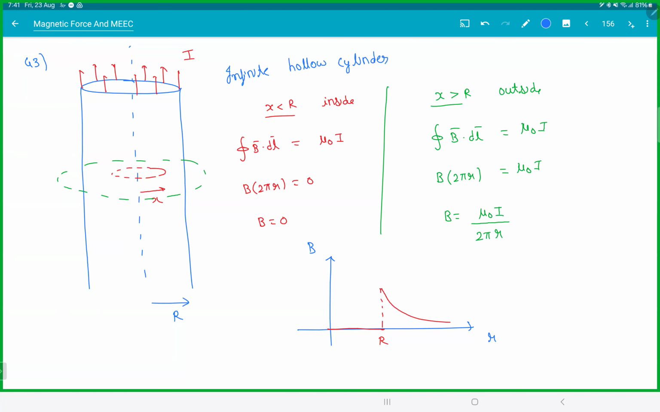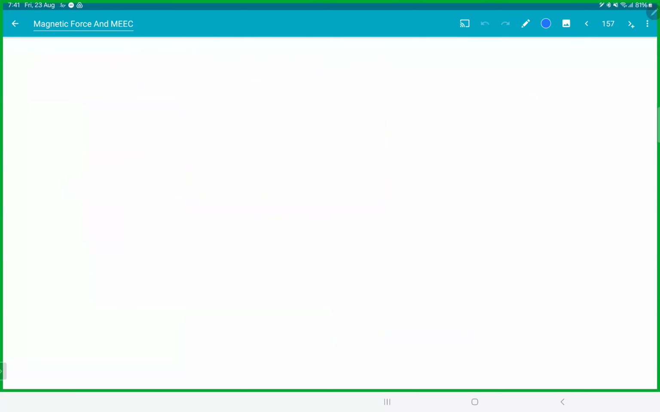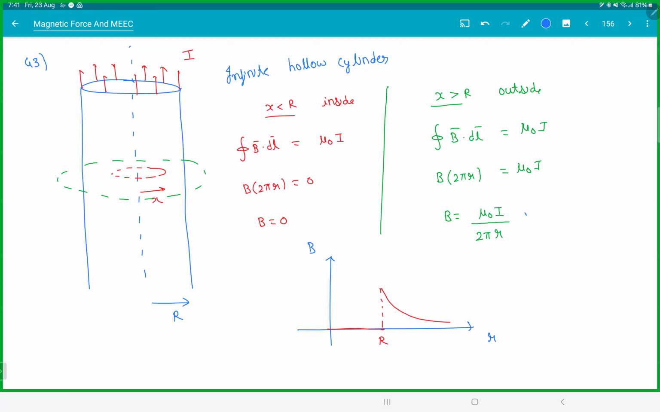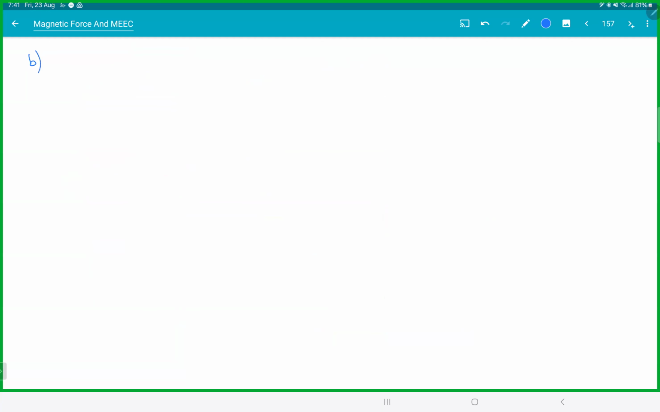How do we handle this? Listen, this is a little different. I told you this multiple times: whenever you find the force between two things, what will you do? You take the field due to the remaining wires on this one wire and then find the force. But what did we get here? Mu naught I by 2 pi x is the total field due to all the wires. So you can't take that. So this is what we do.